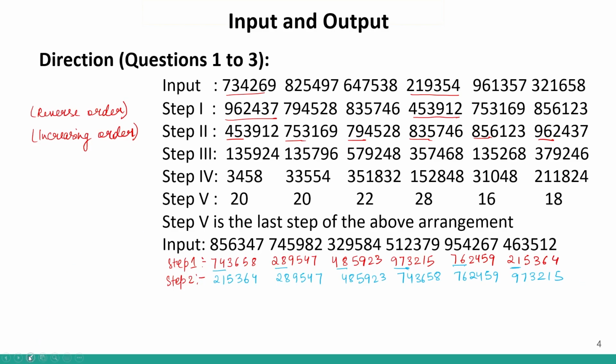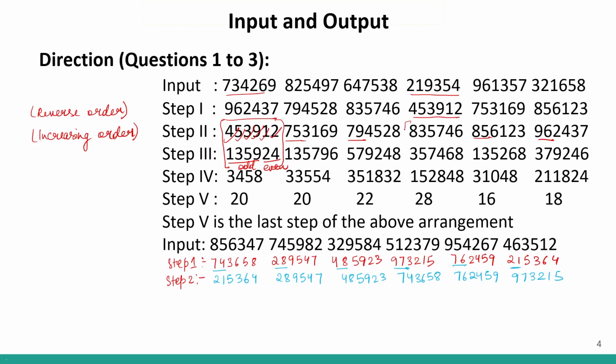Moving on to step 3. In step 3, I can see 1359 and 24. So I am comparing these two numbers. 1359 are odd numbers in increasing order, and these are even numbers in increasing order. We have 1, 3, 5, 9, and 2, and then 4. So first, odd numbers are arranged in increasing order, and then even numbers are arranged in increasing order.